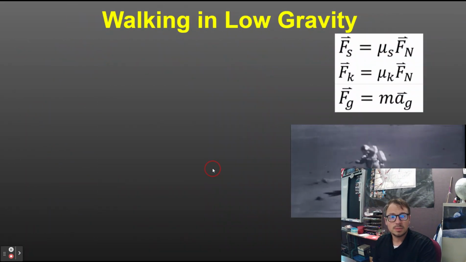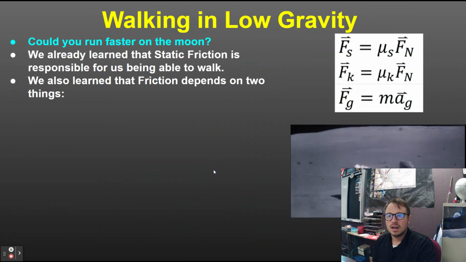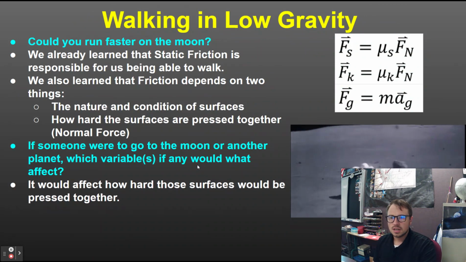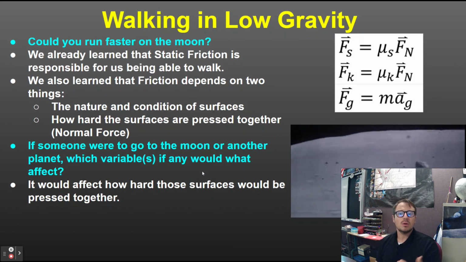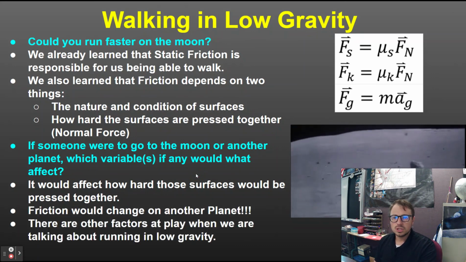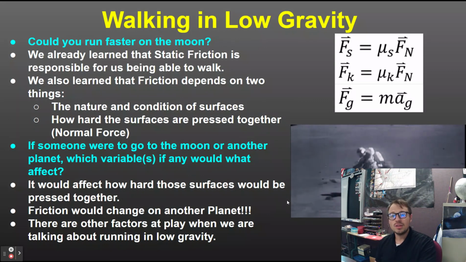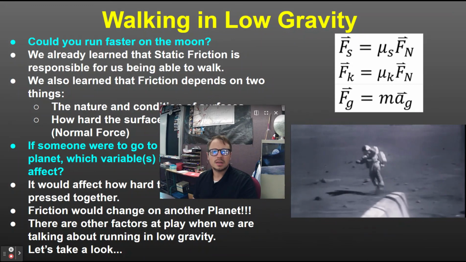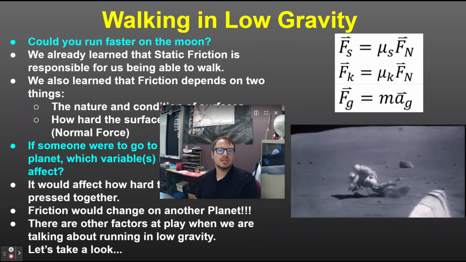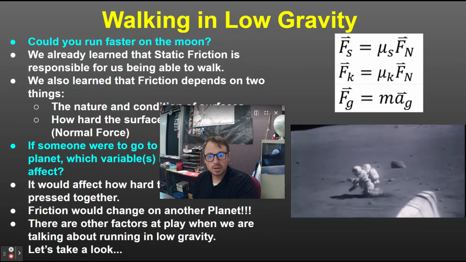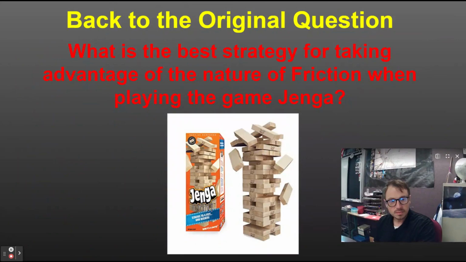Could you run faster on a planet with less gravity? So we also learned that friction depends on the nature and condition of surfaces. If you were to go to the moon, that would affect how hard those surfaces are pressed together. Friction would change on another planet. Now, there are other factors at play when we're talking about running in low gravity, like you do have an upward motion. There is a lot that goes into this, but yes, it would affect the amount of friction.